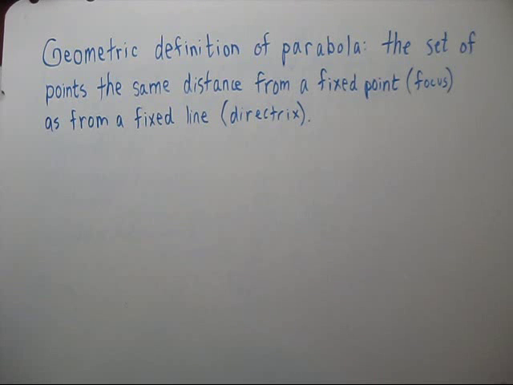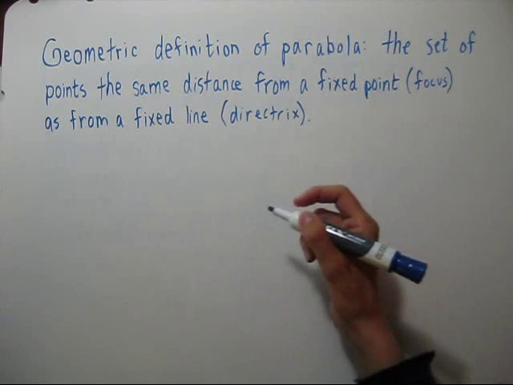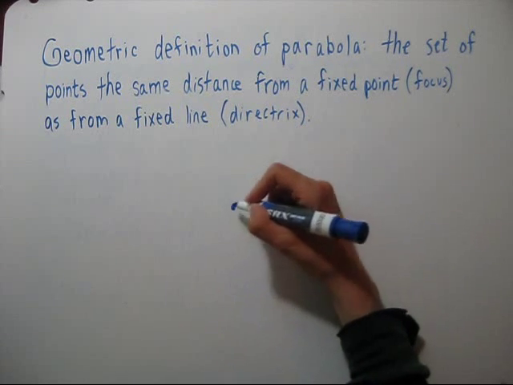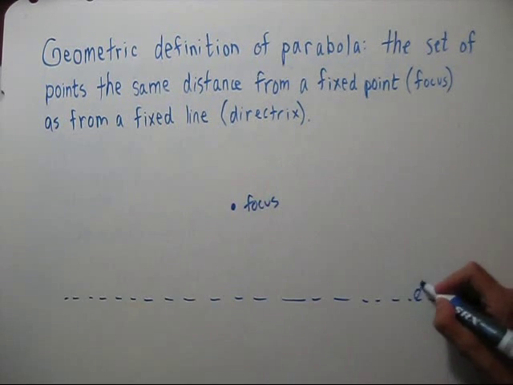In some applications, it's useful to have a geometric definition of a parabola. It's the set of points the same distance from a fixed point, which we call the focus, as from a fixed line, which we call the directrix. So let's go ahead and draw a point and a line.